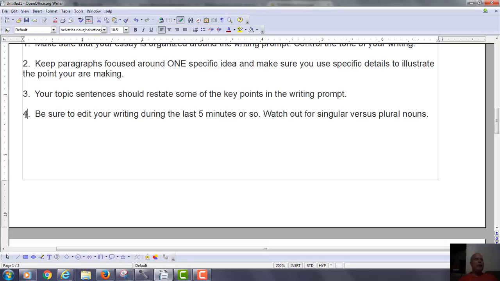Now the next thing, number 4, I don't see this as a huge problem with your writing, right? You seem to have pretty good control for the most part over your grammar and your vocabulary, but remember that with this one, I had to spend so much time restructuring your essay, I wasn't able to spend a lot of time on just word by word, sentence by sentence, because a lot of your paragraphs I had to just throw away because they weren't very useful. But you should edit your writing during the last 5 minutes or so, and in your case, be careful about either using singular or plural nouns. That's definitely something for you to look out for.